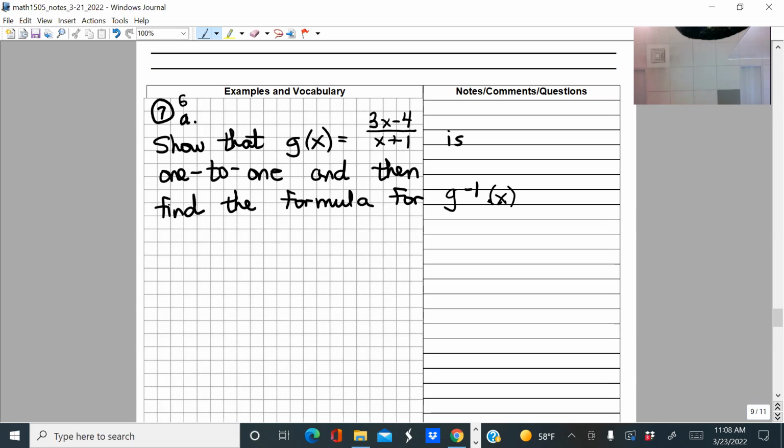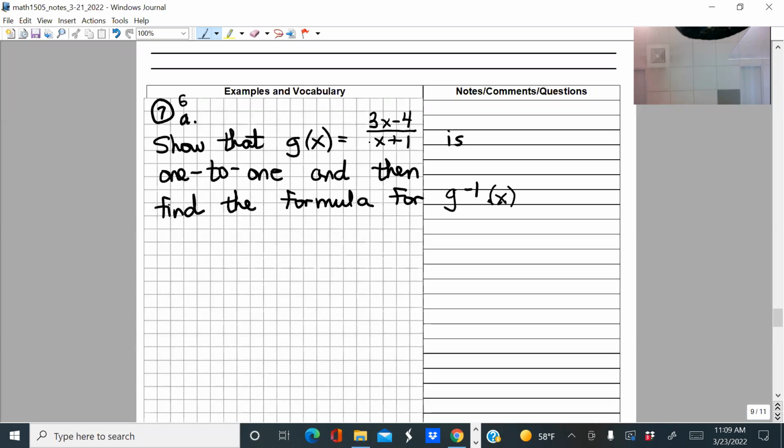But here I'm giving you a function named g, which is 3x minus 4 over x plus 1. That's not one of our previous examples, was it? This is slightly different, right? So 3x minus 4 over x plus 1. And first, we're going to check and see if it's a one-to-one function. So we're going to see if this function has an inverse.